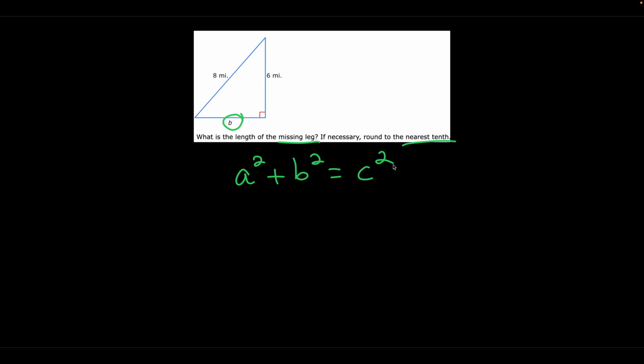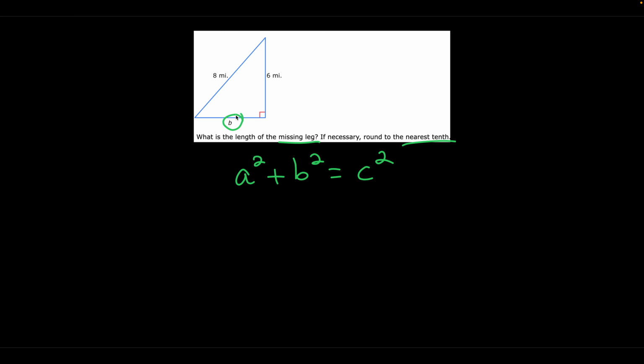Here we go. It says, what is the length of the missing leg? Leg just means this side of the triangle. And then it says, if necessary, round to the nearest tenth. Okay, so this is a right triangle because it has the red half square in the corner. Pythagorean theorem can only be used on right triangles, and it's named after the famous mathematician Pythagoras. The Pythagorean theorem formula is a squared plus b squared equals c squared.